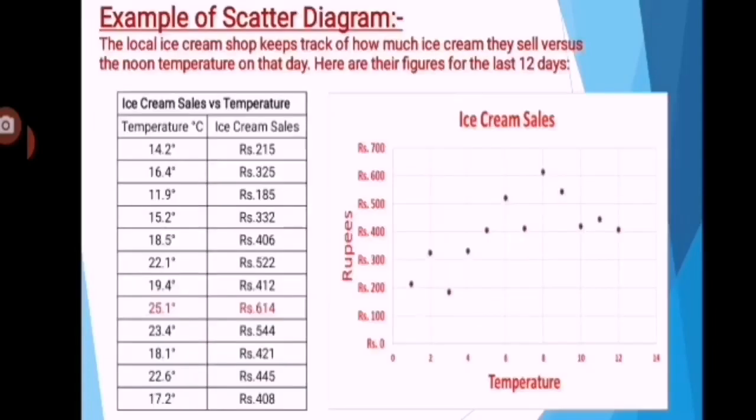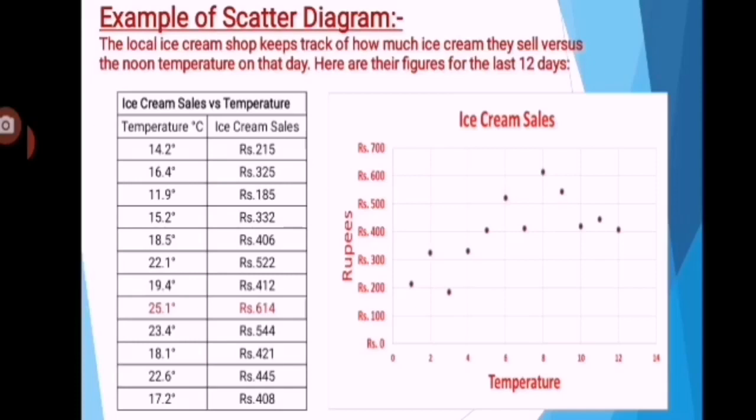This is an example of the scatter diagram. The local ice cream shop keeps track of how much ice cream they sell versus the noon temperature on that day. Here are their figures for the last 12 days. There are two columns: one is temperature, another is ice cream sales in rupees. In the scatter diagram, the x-axis is temperature, the y-axis is ice cream sales in rupees, scattered as dots.